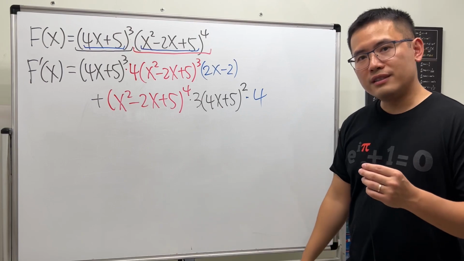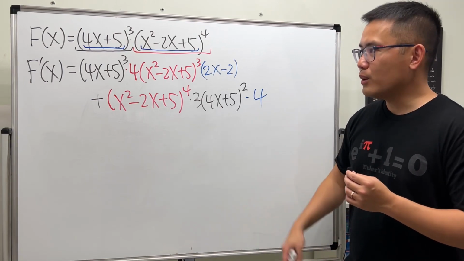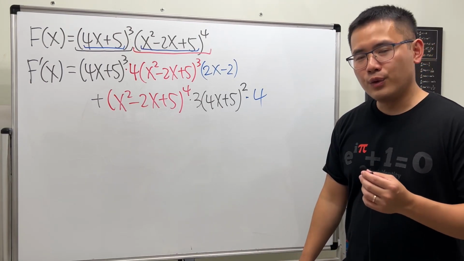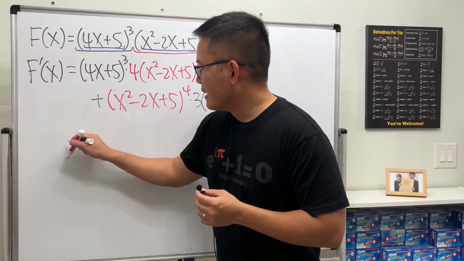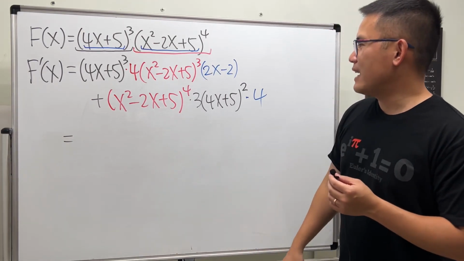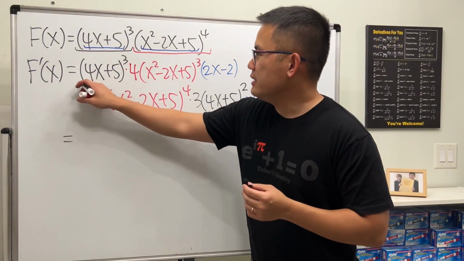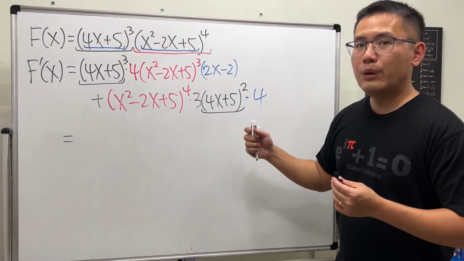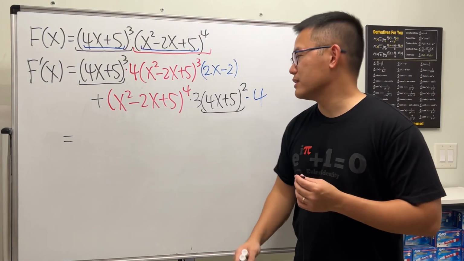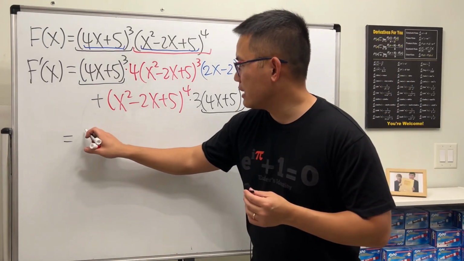Now, good news for you guys. We're done with the calculus. Bad news for you guys. We have to do the algebra. So let's see how we can actually get the answer. It seems that we can factor a lot of things. For example, this and that, they both have 4x plus 5, and we factor out the smaller exponent, which is the second. So let me write down.